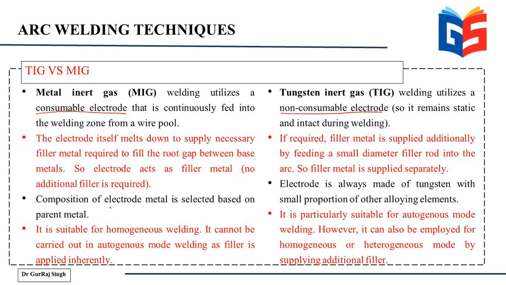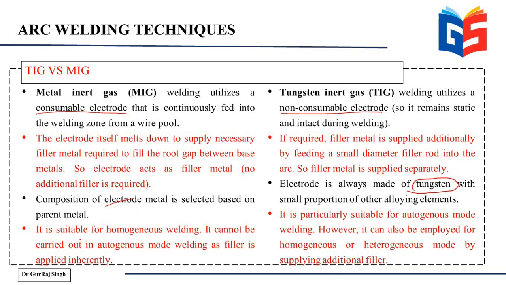In case of MIG welding, the electrode metal composition is selected on the basis of the parent metal, that is the metal that is being welded. But in case of TIG welding, it is always made up of tungsten. So you can have different material electrodes in case of MIG welding, but for TIG welding, it will always be tungsten.